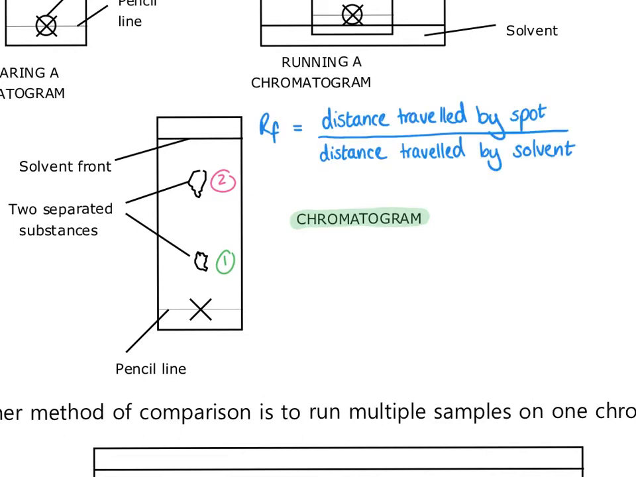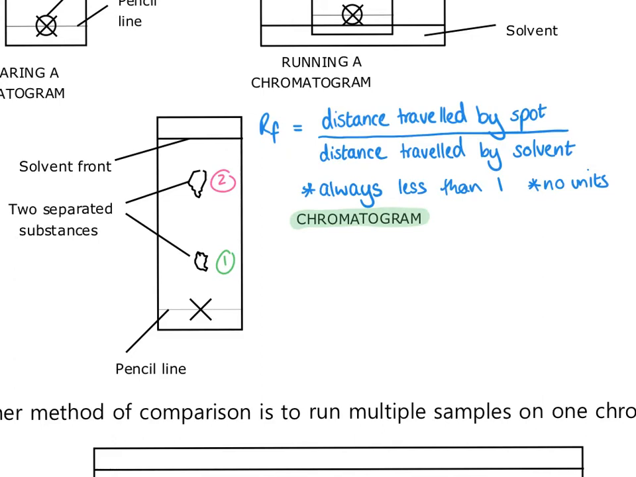And it's a very simple calculation that the RF value is the distance travelled by the spot over the distance travelled by the solvent. And in an exam, if you were asked to quote the equation, that's what you would need to write. If you were just asked to work it out, what you're thinking of is spot divided by solvent, and you need to remember that it should always be less than 1, and it will have no units, as we will see below.